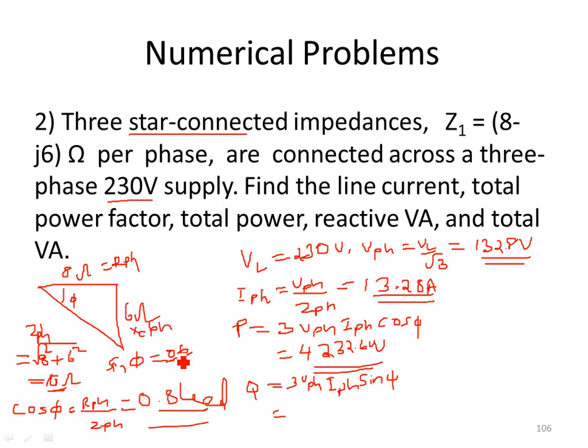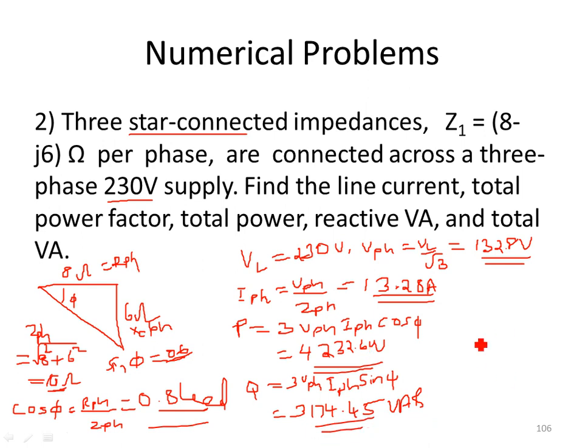Therefore, Q you can write as 3 into V phase, 132.8, into I phase, 13.28, into sin phi, 0.6. So the final answer is 3174.45 volt ampere reactive. Okay. So you got active power and reactive power.